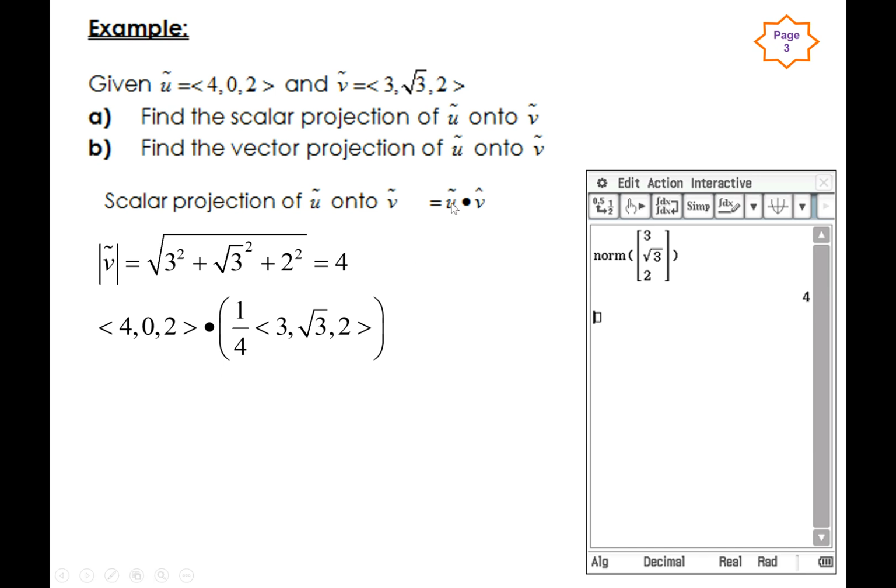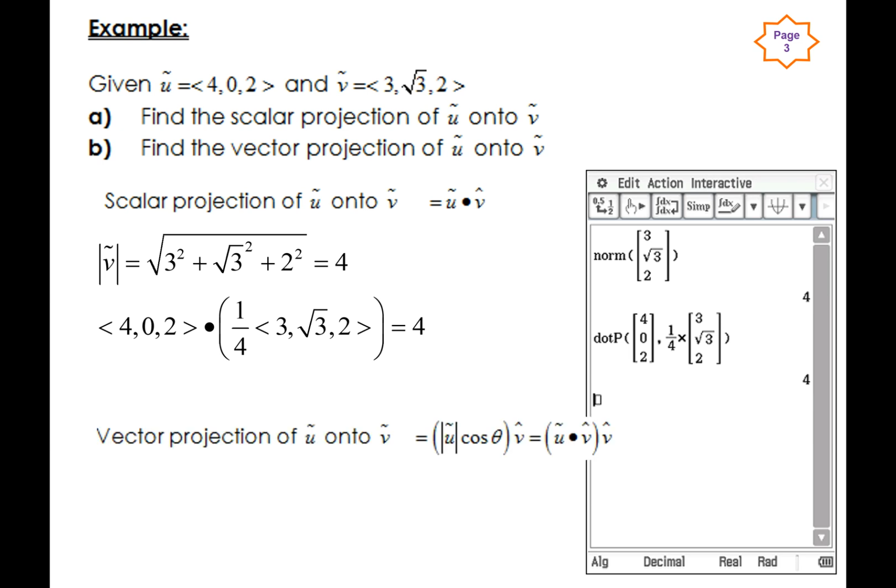So that means that I'm looking at the vector u, dot product with the unit vector for v. There's my vector v times 1/4, because I want to get it as a unit vector. Now again, I can do that on the class pad, or I can do that manually, and I get a dot product there of 4. So that's my scalar projection.